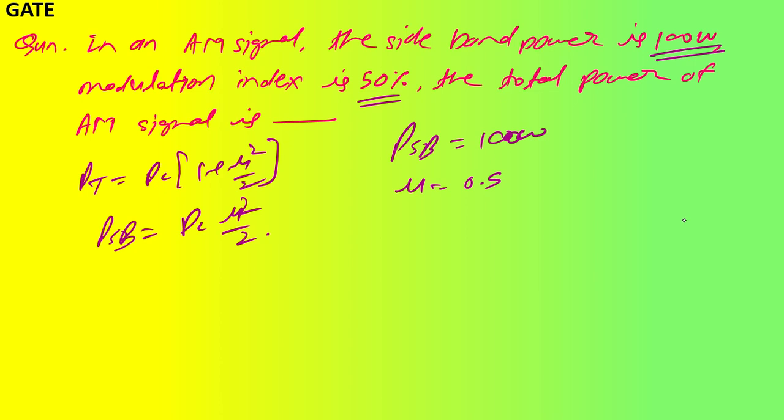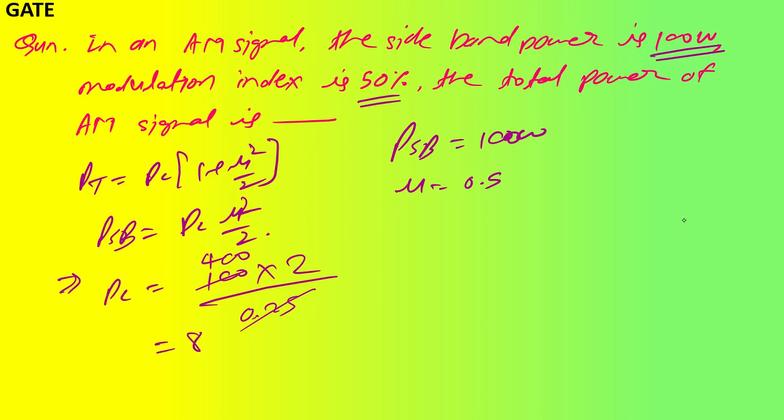Can you find out from here what your PC is? PC can be PSB divided by this whole thing. So that is going to be how much? 100 multiplied by 2 divided by mu square, which is 0.5 square, that is 0.25. So this will get cut, and that is going to be 800 watt. So PC is found out.